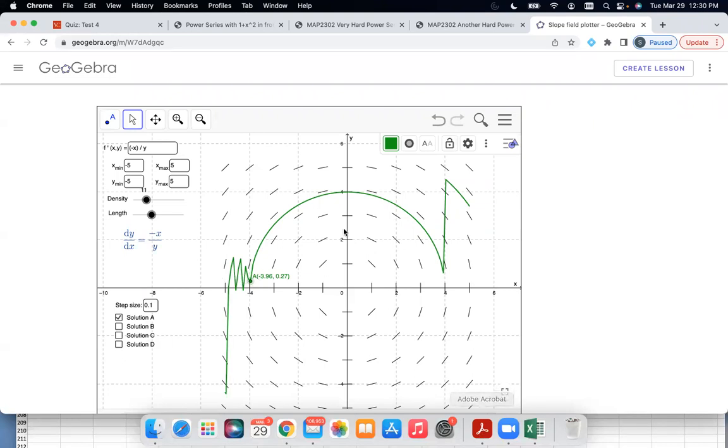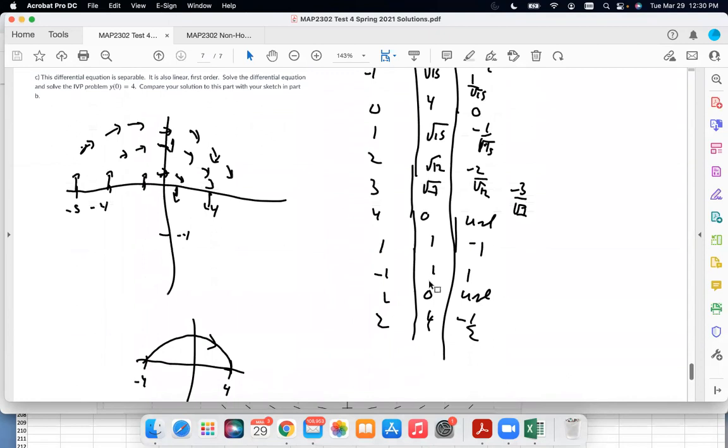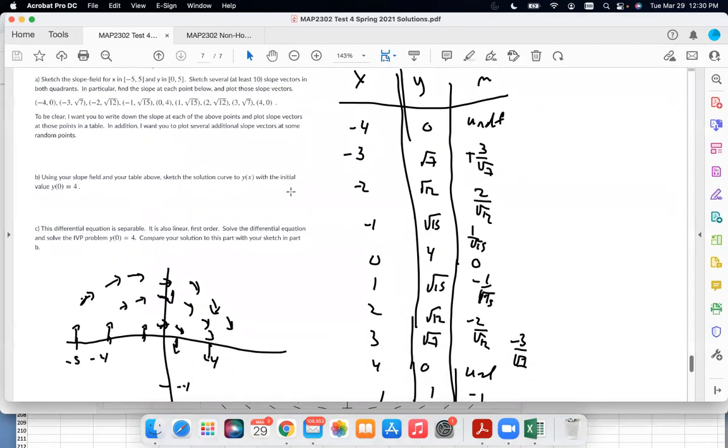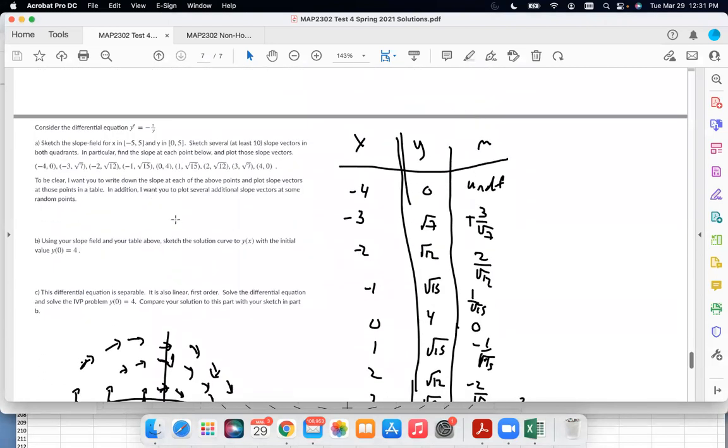So I ended up getting a bunch of answers that look like this, and it's not what I wanted at all. So when I write the new version of your test, there will be something with slope fields in there. But this one, look at all this, it just turned out to be a little messier than I intended.